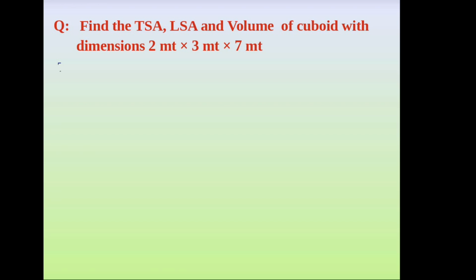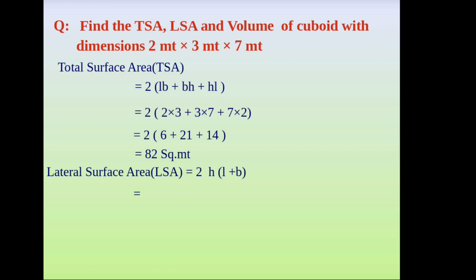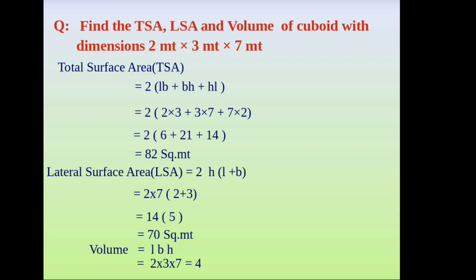Total surface area of a cuboid is equal to 2 into LB plus BH plus LH. That is 2 into 3 plus 3 into 7 plus 7 into 2. That is 2 into 6 plus 21 plus 14 is equal to 82 square meters. Lateral surface area, 2H into L plus B, 2 into 7 into 2 plus 3. That is 14 into 5. That is 70 square meters. Volume L into B into H, 2 into 3 into 7, that is equal to 42 cubic meters.